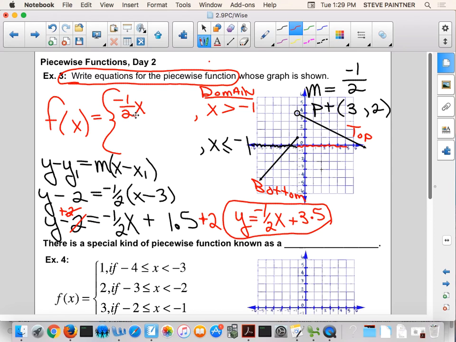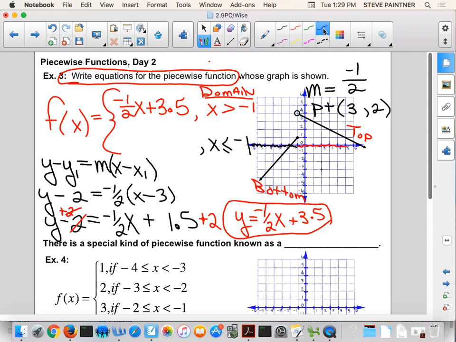F of x equals negative 1/2 x plus 3.5. There it is. And that would be the top function, right? The bottom function, we're going to do it much quicker. We're going to actually do it with our eyes. We're going to pick this stuff up. Ready?